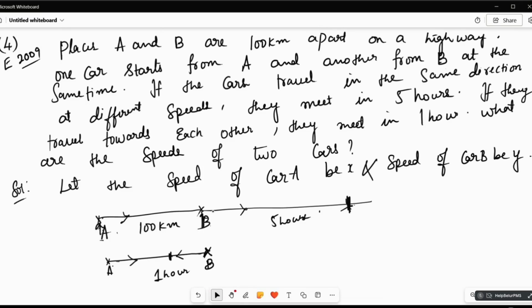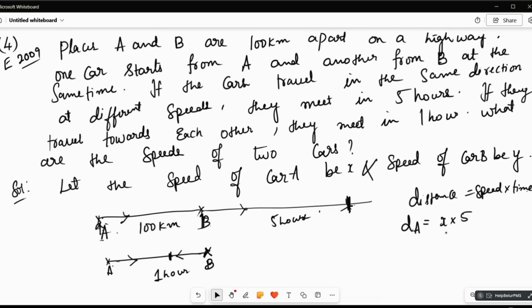Correct? So, what is distance? We have distance is equal to speed into time. So, distance traveled by car A will be how much? Speed we have taken as x, and the time it travels is 5. So, it is 5x. Okay. Understood?